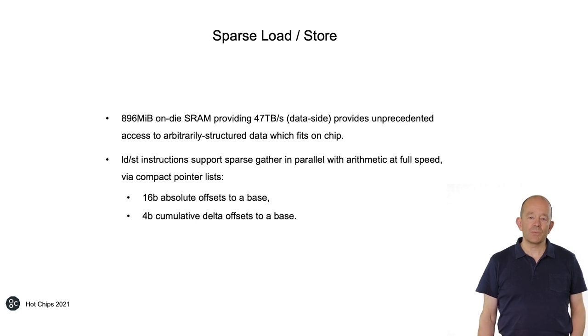I mentioned at the start that sparsity is inevitable for potent AI at realistic training cost. What form it should take is the subject of vibrant research. But the availability of a large SRAM with nearly 50 terabytes per second of data side bandwidth provides unprecedented access to arbitrary data structures which fit within 900 MB. So the Colossus ISA includes instructions for sparse gather in various forms, in parallel with the arithmetic. These instructions use lists of compact pointers of two sizes, 16-bit absolute offsets from a base address, and 4-bit delta offsets, which accumulate from a base address.